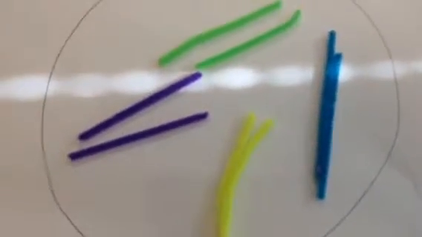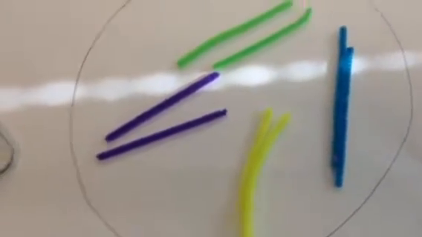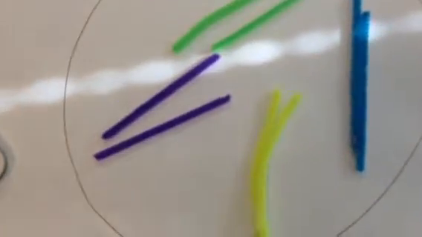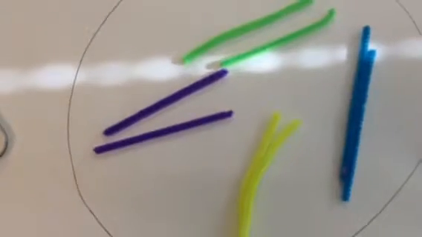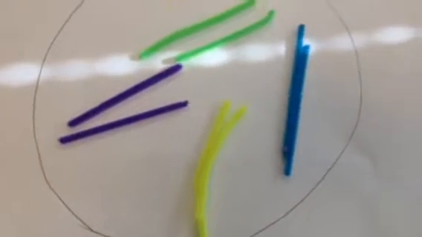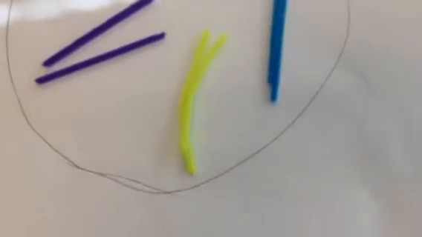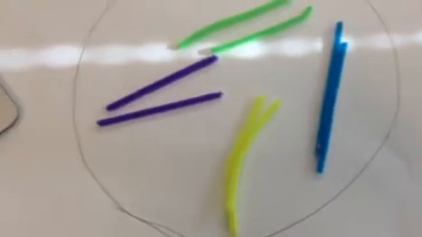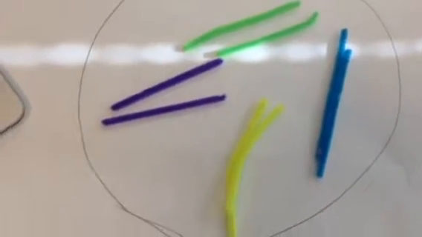G1 is the growth one, in which the cell creates organelles and begins metabolism. The S phase is where DNA synthesis happens, in which the chromosomes are copied. And G2 is growth 2, in which the cell grows in preparation for cell division.